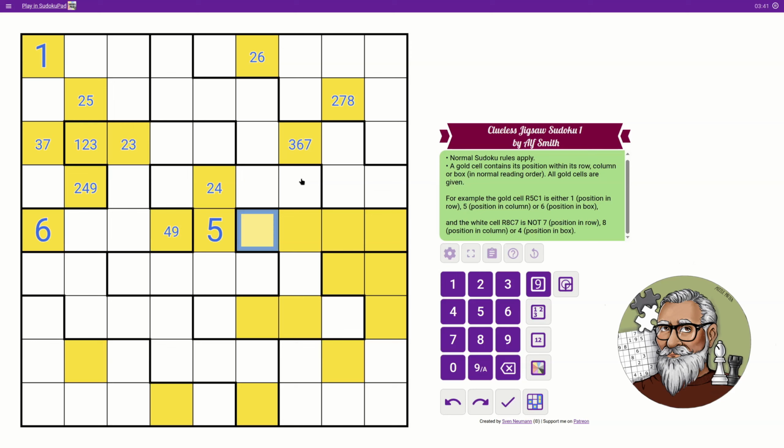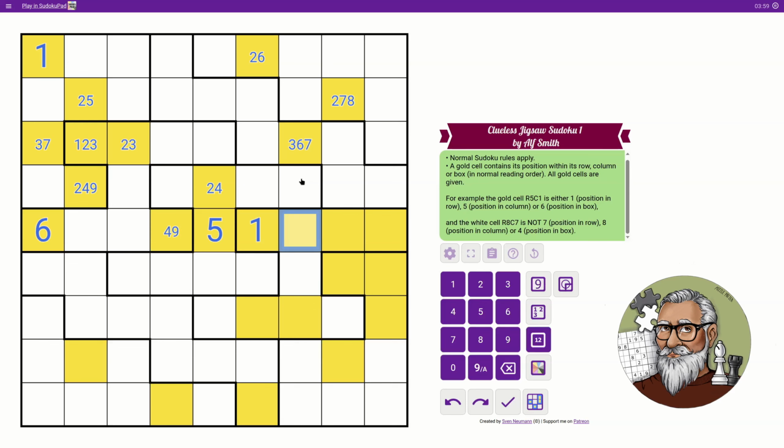Okay. What about this one? Well, we can't have 5 anymore, and we can't have 6. Interesting. Because it's 6 in the row, 5th in the column. So it has to be the region, and the region is 1 here.